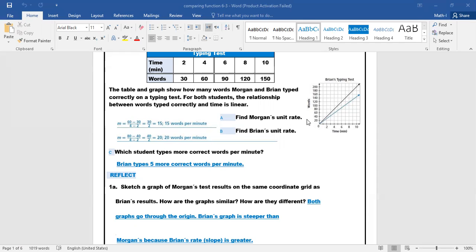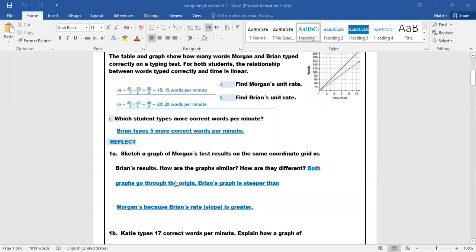Okay, then we will say that Brian's graph was steeper because his slope is more than Morgan's, because the rate of Brian's slope is greater.